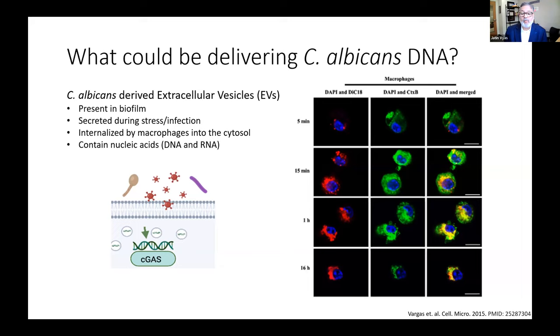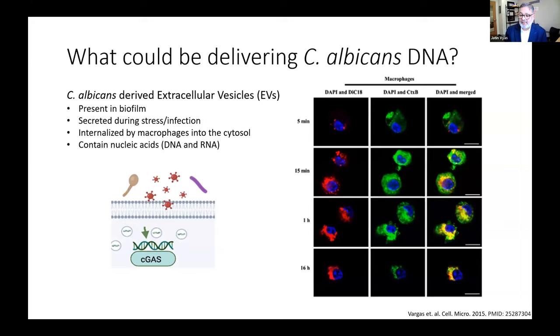Rather, we started to think about where other sources of Candida DNA might exist, and that led us to thinking about Candida albicans-derived extracellular vesicles. These extracellular vesicles are secreted by Candida. It's a form of their ability to communicate amongst those organisms. It's present in biofilm. We know that the amount of elaboration of these extracellular vesicles is increased in the setting of stress and infection. And there was some data already in the literature that suggested that these extracellular vesicles can be taken up by macrophages and engaged in the cytosol.